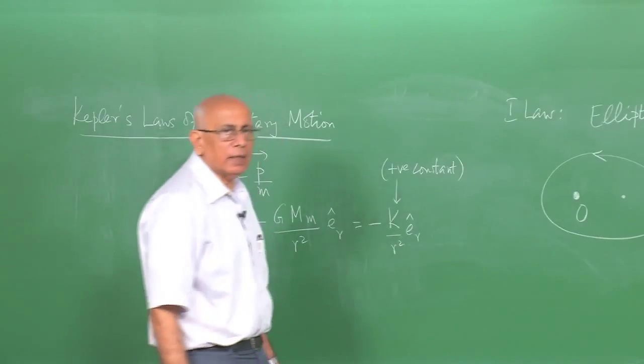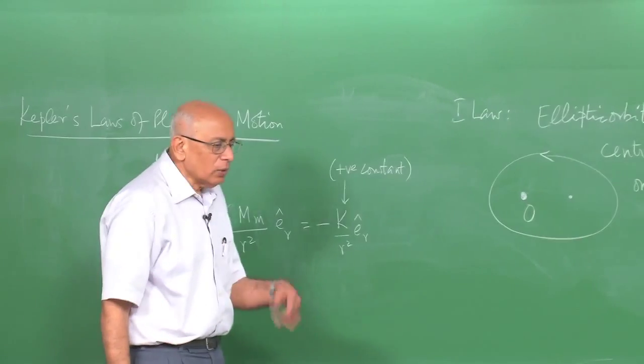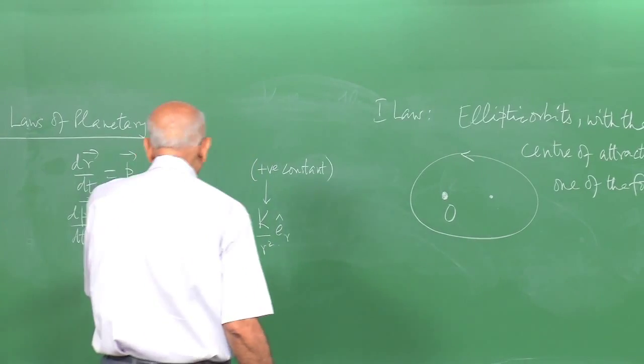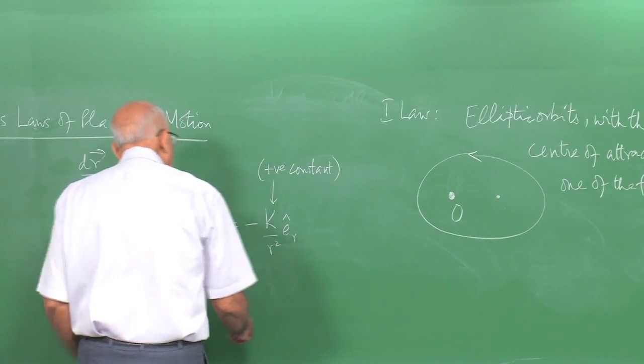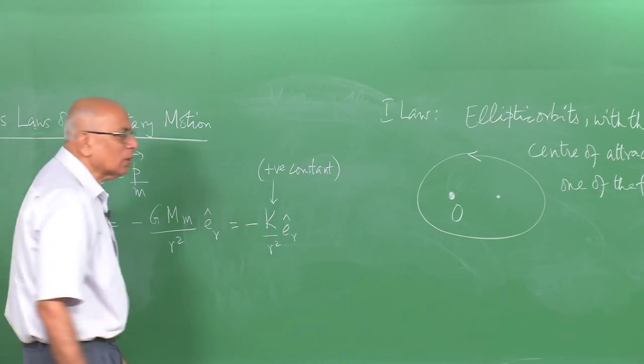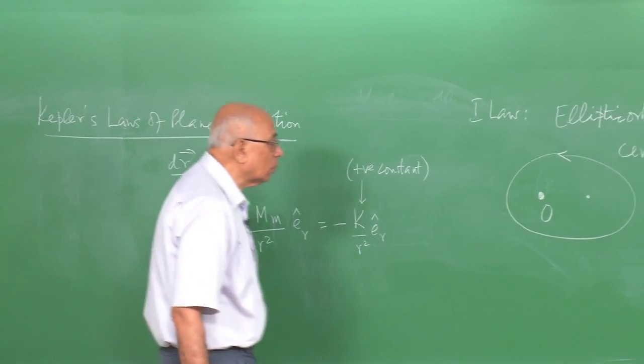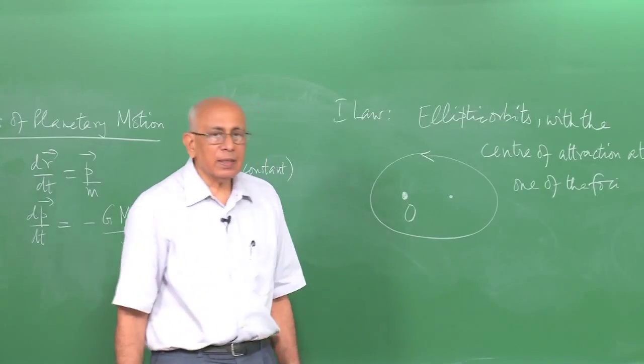So, that is the first statement here. Now, what I would like to ask is, is there any other form of this potential? Instead of this, suppose we have some other force law. Would that also lead to elliptic orbits? Even if we say it is a central potential, would it lead to elliptic orbits? And the answer turns out to be yes.